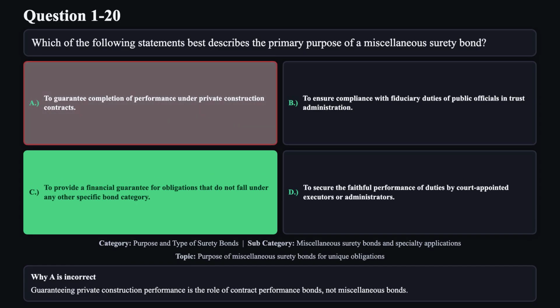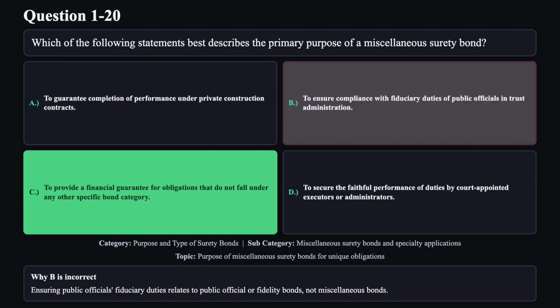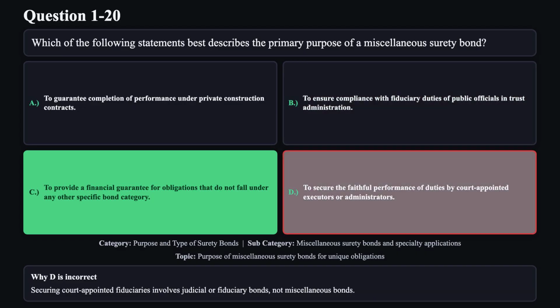Reason A is not correct. Guaranteeing private construction performance is the role of contract performance bonds, not miscellaneous bonds. Reason B is not correct. Ensuring public officials' fiduciary duties relates to public official or fidelity bonds, not miscellaneous bonds. Reason D is not correct. Securing court-appointed fiduciaries involves judicial or fiduciary bonds, not miscellaneous bonds.